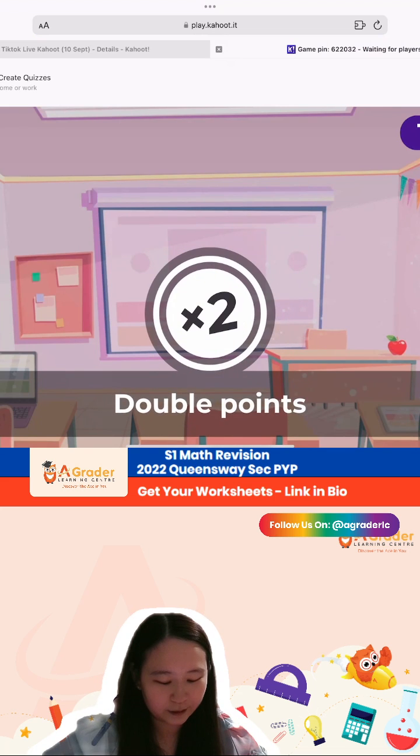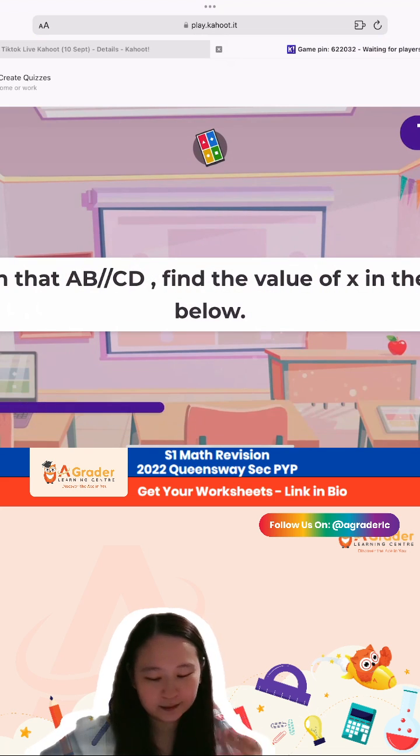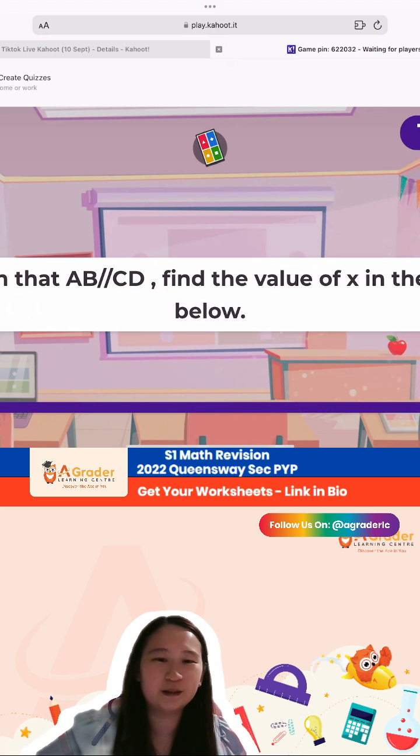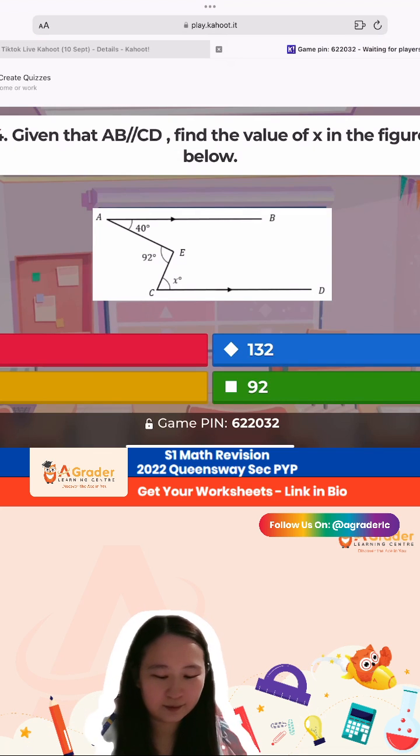Okay, this is the last question, double points. We have done this kind of question just now. Given that AB is parallel to CD, find the value of x in the figure below.